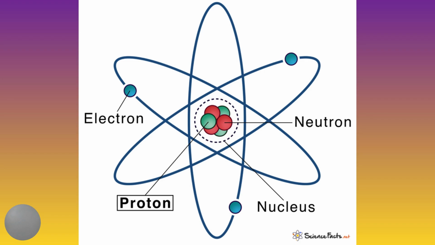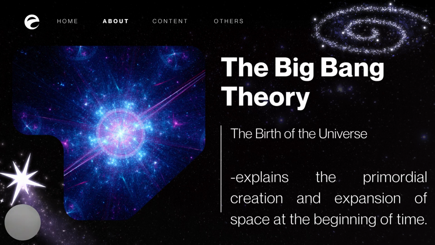Inside this big circle is the nucleus, which is the center of the atom. The green one is the proton, which has a positive charge. The red one is the neutron, which is neutral, meaning no charge. The ones outside the circle, moving around, are the electrons, and the charge is negative. Okay, got it? Now, to understand this lesson better, let's first discuss the Big Bang Theory.